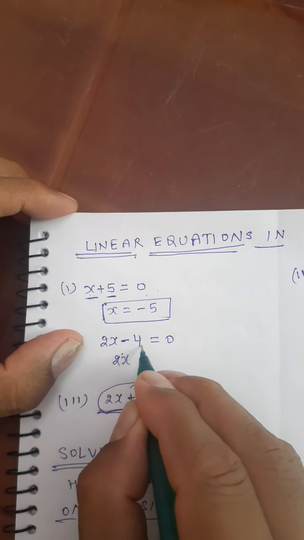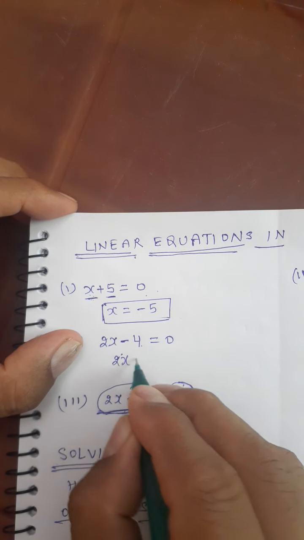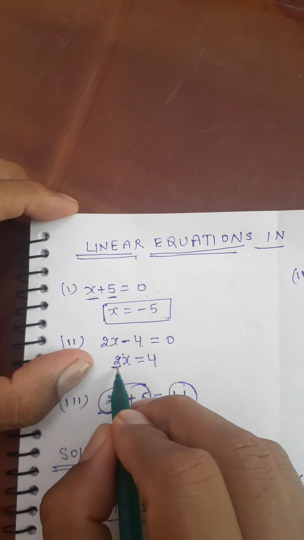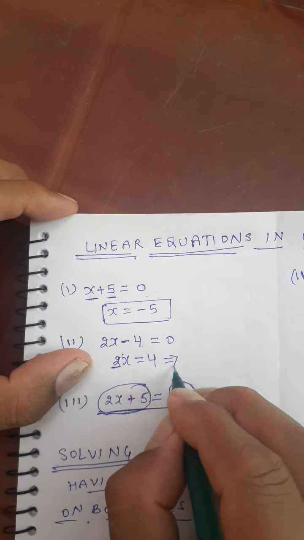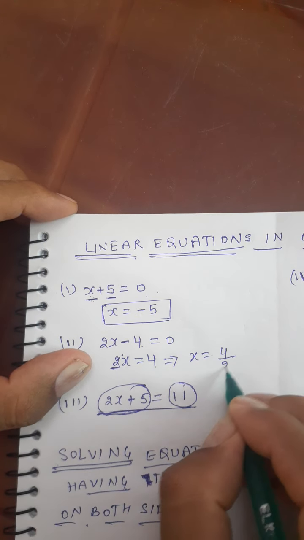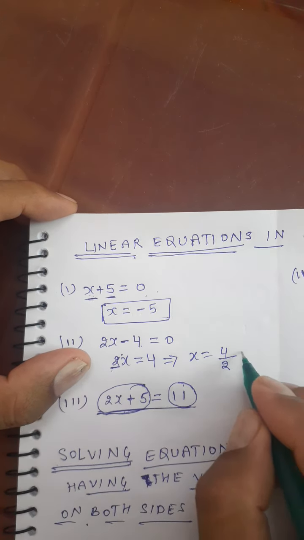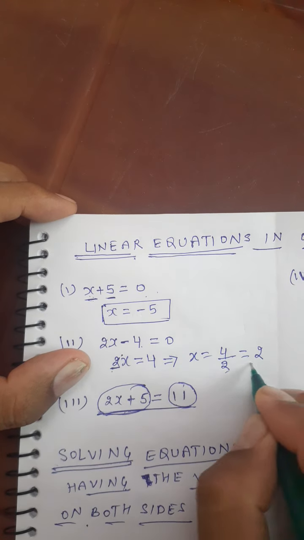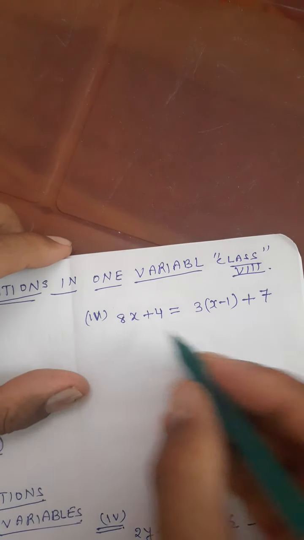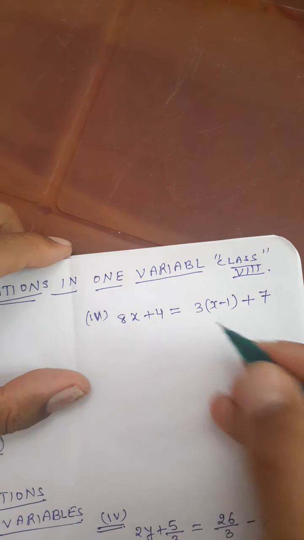Similarly, if you have this problem here, what will you do? This -4 is there. When it goes to RHS, it becomes +4. And here we have 2 in multiplication. What will we do here? We will divide 4 by 2 because 2 is in multiplication, so it will be in division. So x is 2 here. Similarly, we can solve this problem. Let me try to solve this problem.